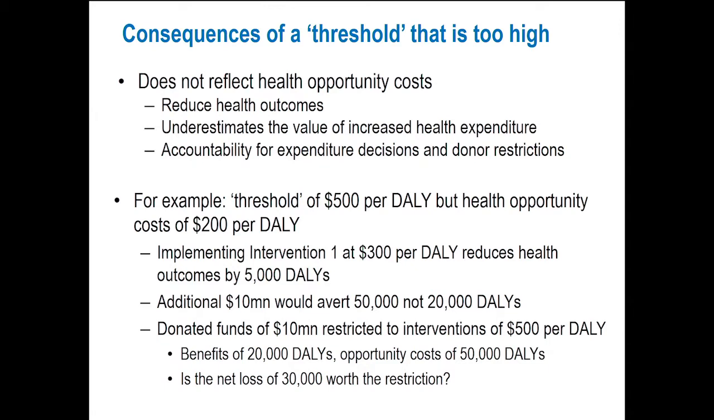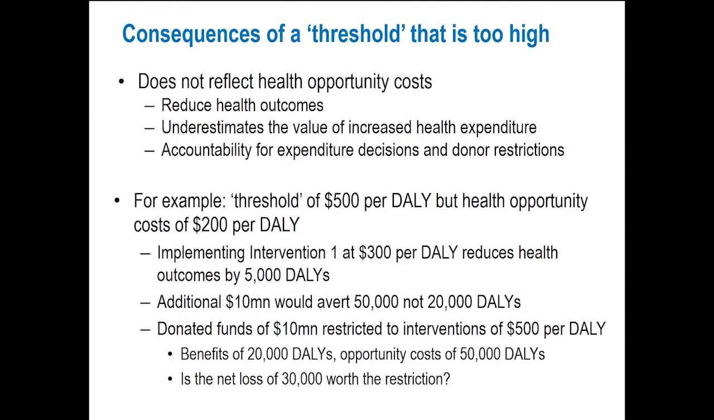The other thing that happens is that if we think the threshold's $500 but health opportunity costs are $200 per DALY, then, A, we end up adopting interventions which reduce health outcomes overall. We underestimate what we could have achieved with an additional $10 million. We would have 50,000, not 20,000 DALYs. It also means that we underestimate the impact of donor restrictions.